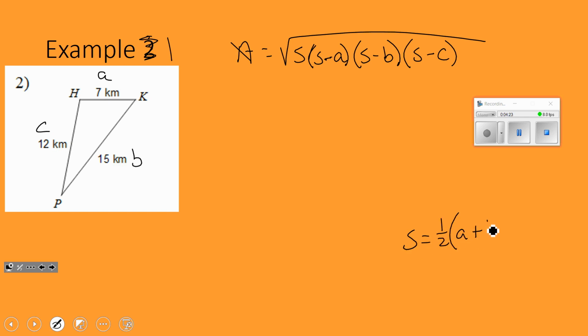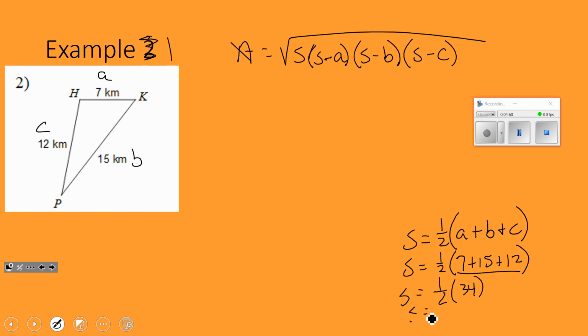You're going to add up all the sides and then divide it by 2, or times it by half, okay? So I'm going to do 1/2 times 7 plus 15 plus 12, okay? What is 7 plus 15 plus 12? What's the perimeter? Everybody agree with 34? I think I do agree. So S is going to equal what? 17. Okay.